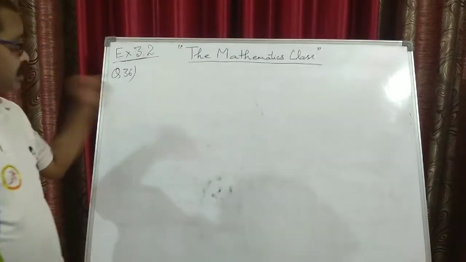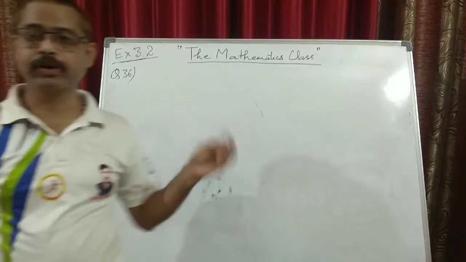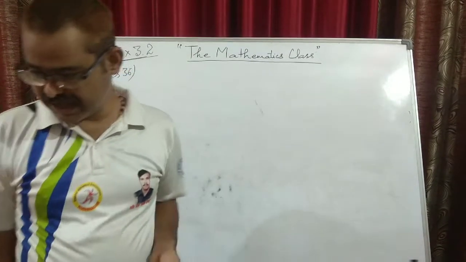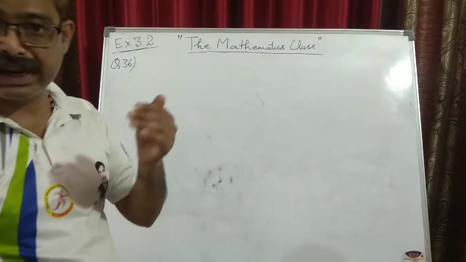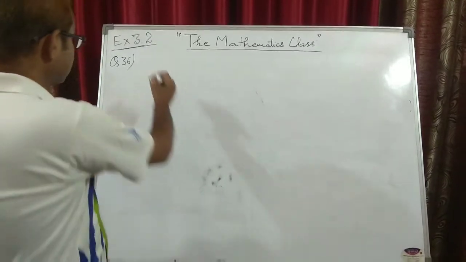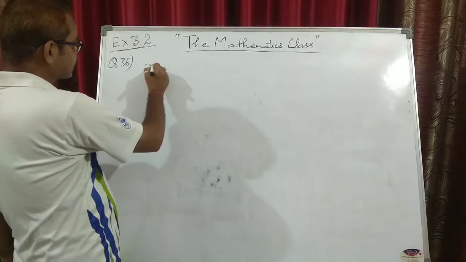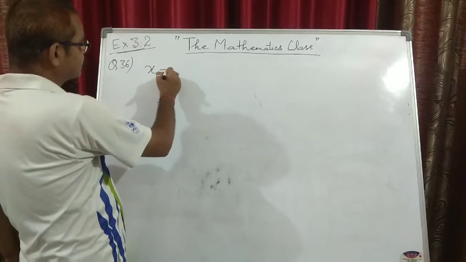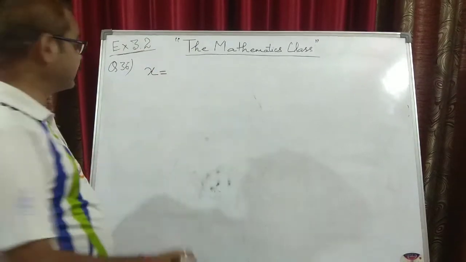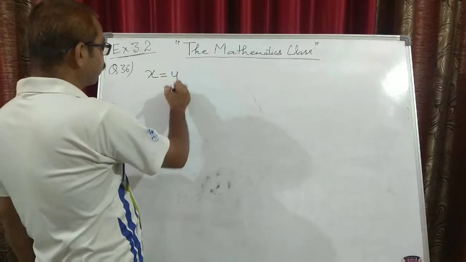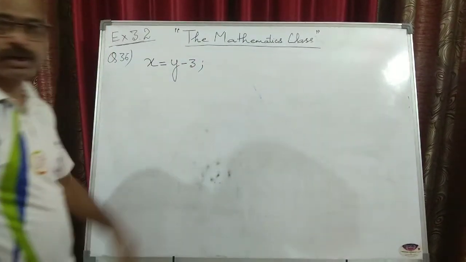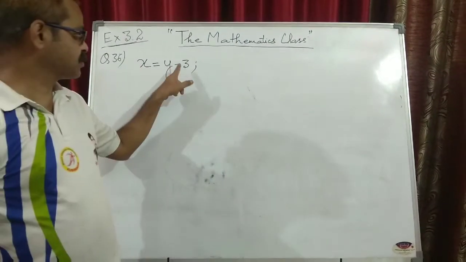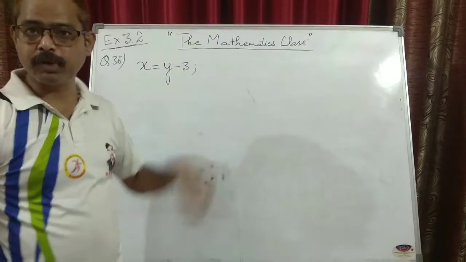Now question number 36, it's a statement problem. It reads that if the number x is 3 less than a number y. So they say a number x is 3 less than the number y, means x is equal to y minus 3. First equation: a number x is 3 less than the number y.